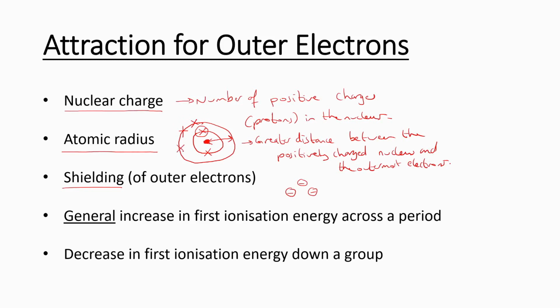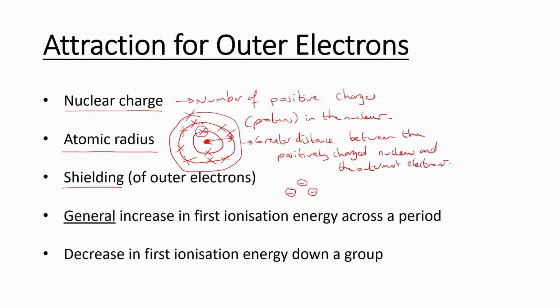Now, if I fill this shell up, and my outermost electron is on the next shell, that outermost electron is even more shielded from the nucleus. There's greater shielding from the nucleus of the outermost electron, so the ionization energy is going to be lower because less energy is required to remove it. So we need to consider three things when we look at ionization energy: nuclear charge, atomic radius, and shielding of outer electrons.